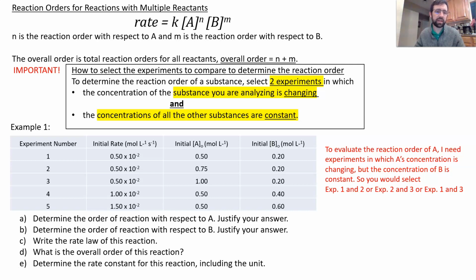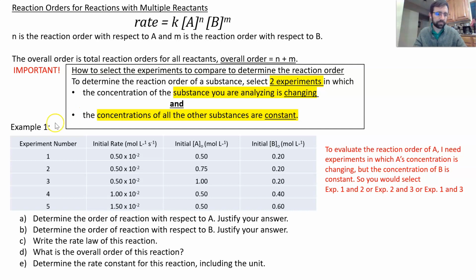It's important to recognize this part. It's on your notes, but I want you to make sure you mark it, that you understand it. Okay, this is how you select experiments to compare them in order to determine the reaction order. To determine the reaction order of a substance, you have to select two experiments in which the concentration of the substance you are analyzing is changing and the concentration of all the other substances are constant.